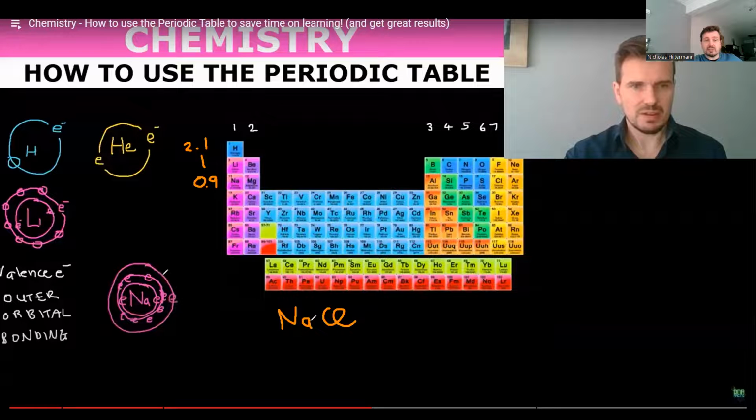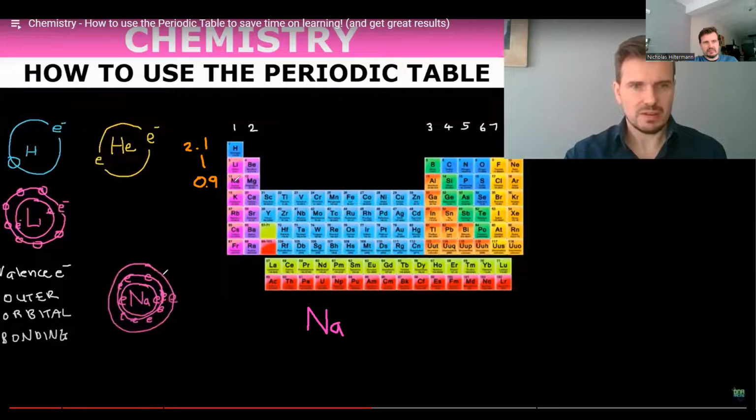Now this is table salt. In science, salt can be a lot of things. MgCl2 is also a salt. But we think of sodium and chlorine as table salt, so we know that. Now, if I look at sodium, it's in group 1.